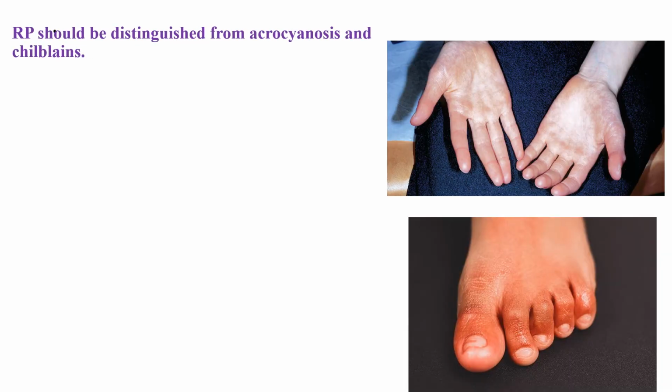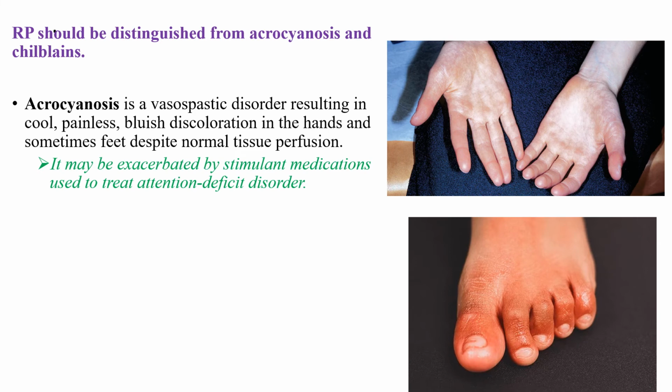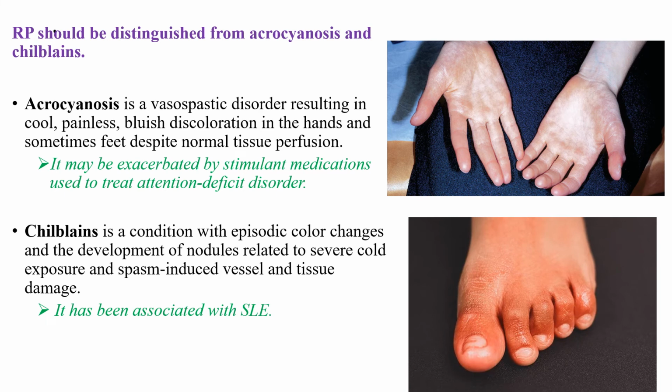Raynaud's phenomenon should be distinguished from acrocyanosis and chilblains. Acrocyanosis is a vasospastic disorder resulting in cool, painless, bluish discoloration in the hands and sometimes feet despite normal tissue perfusion. It might be exacerbated by stimulant medications used to treat attention deficit disorder. Whereas chilblains is a condition with episodic color change and the development of nodules related to severe cold exposure and spasm-induced vessel and tissue damage. And this is associated with SLE.